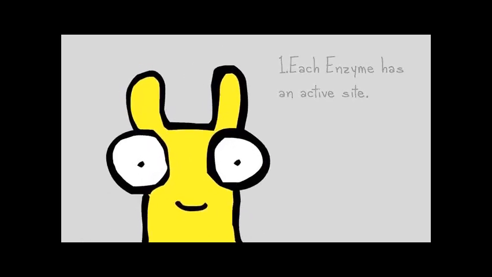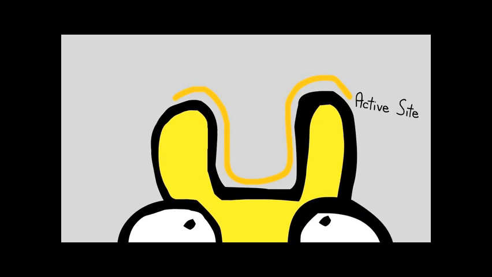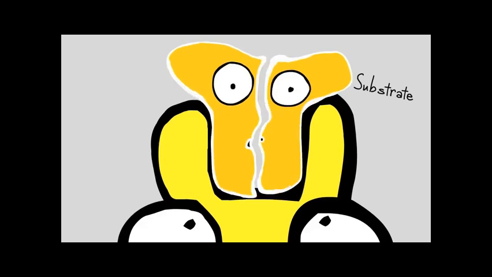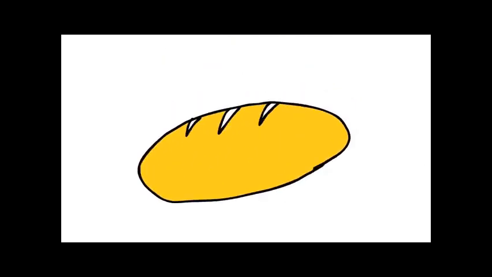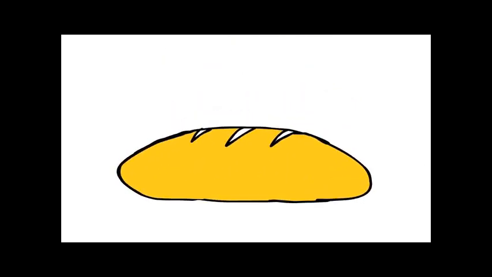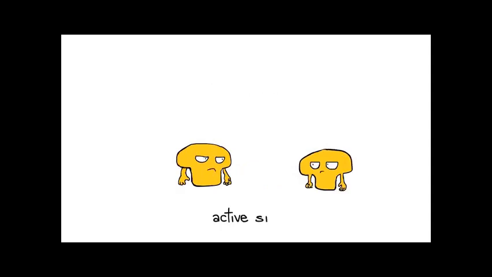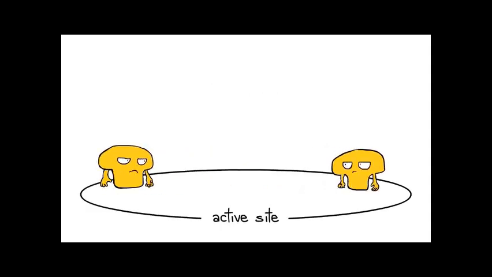Number 1, each enzyme has an active site. This is the groove in the enzyme where the molecules they act on, called substrates, are captured and made to undergo a reaction. The substrates are either broken apart or combined together to form products. For instance, starch found in the bread that you eat is digested to form simple sugars called glucose that is then absorbed into the body.